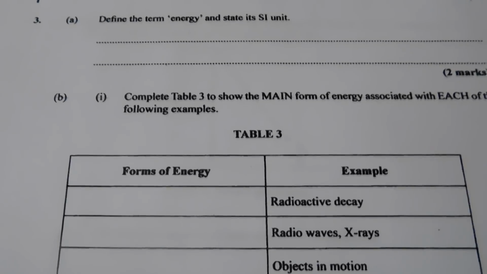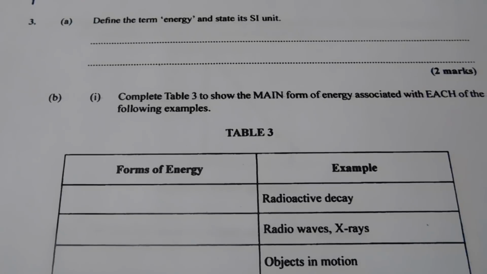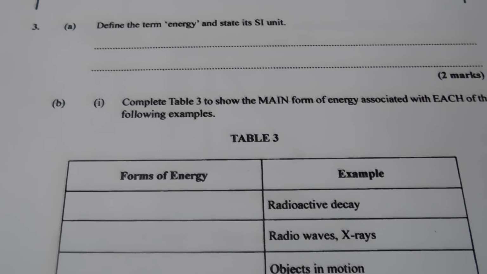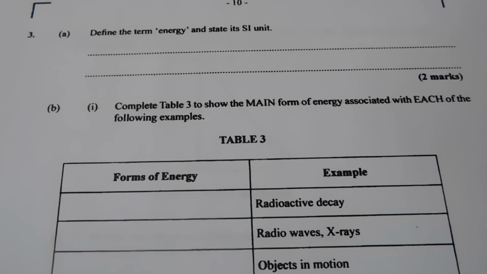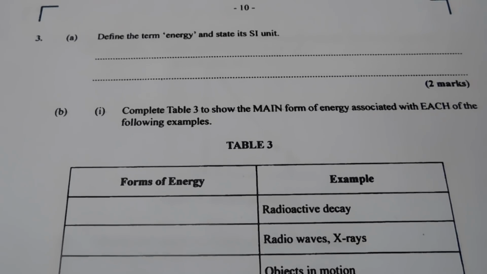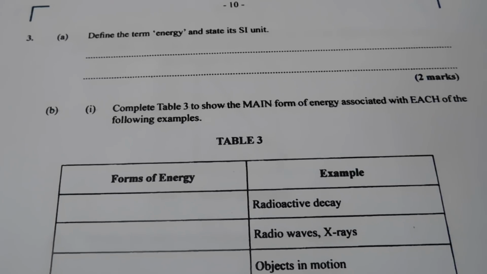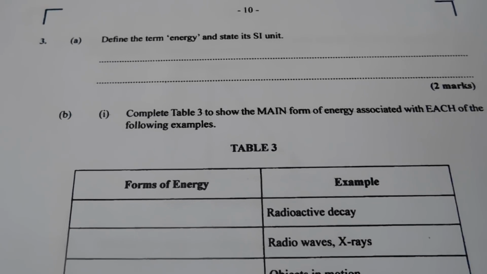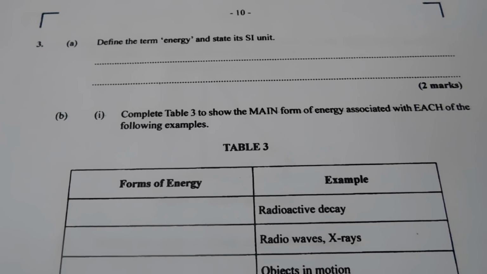Alright, welcome back to Physics January 2018, question 3. It says, define the term energy and state its unit. So energy is a capacity for doing work, and it has units of joules. So here we go.